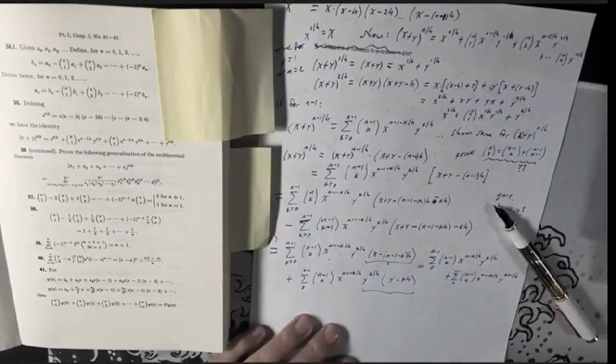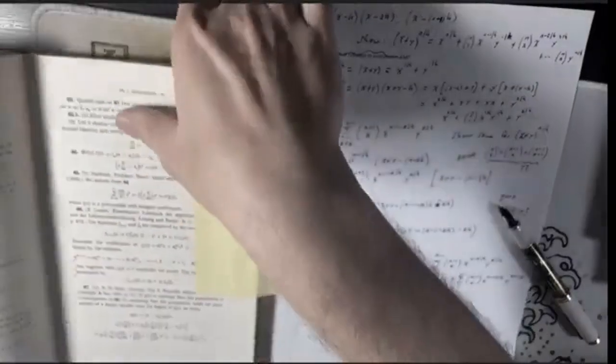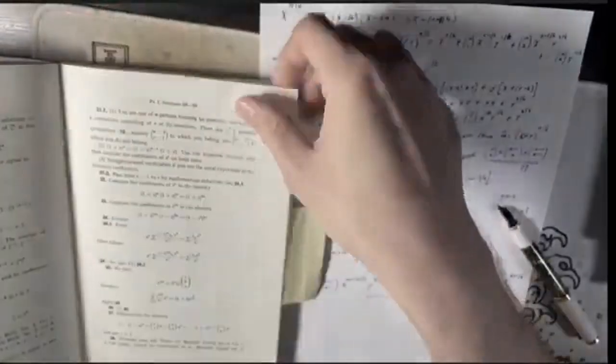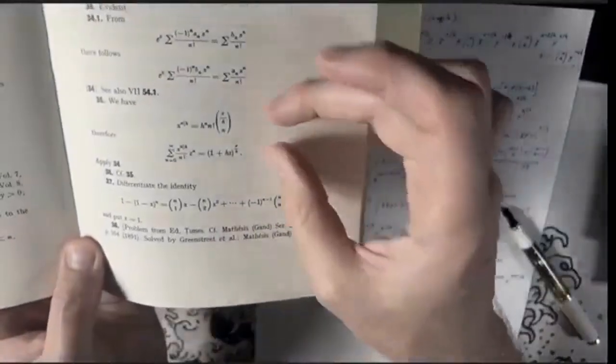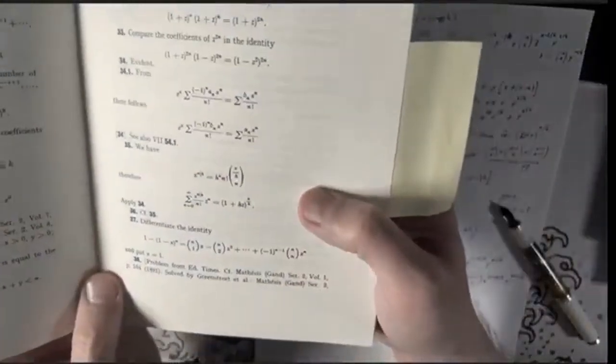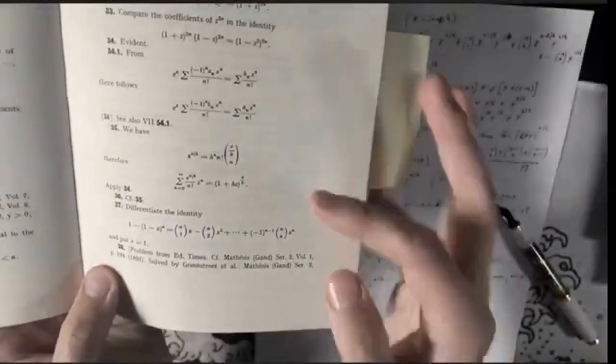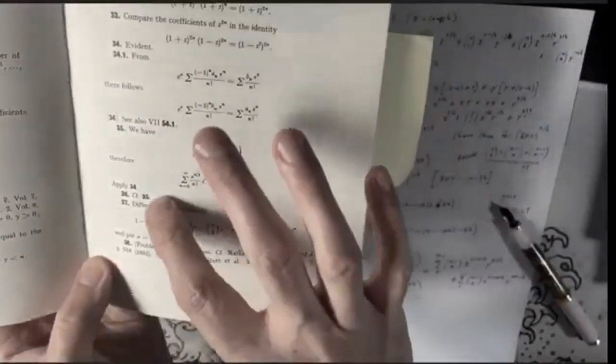I'm starting to see why he didn't do it this way. I could show you what he did, by the way. Where is it? 36. Oh, cute. He just says, look at 35. Hold on a second. 35 is the one I'm working on. Okay. Cute. I don't know how I'm going to make any sense of the multinomial case.